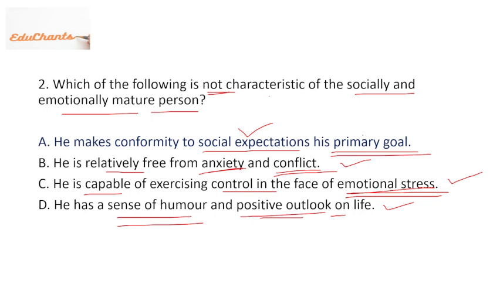Why? Because the primary goal should be your personal expectation. You have to fulfill your own expectations, your goals. Then you move on to the social expectation. But social expectation is not your primary goal. The primary goal should be satisfying yourself, your family needs, as well as your personal needs. Then you go for social expectation. That is why it is not a characteristic of a socially emotionally mature person.